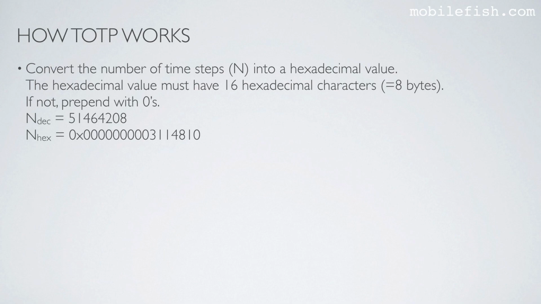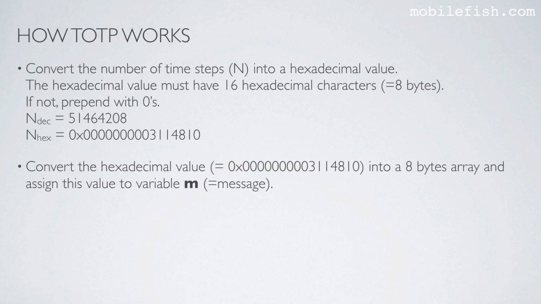Convert the number of time steps into a hexadecimal value. The hexadecimal value must have 16 hexadecimal characters, meaning 8 bytes. If not, prepend with zeros. So this was our value n, and this is the value converted into a hexadecimal value, prepended with zeros to make it 16 characters long. Now convert the hexadecimal value into an 8 bytes array and assign this value to variable m, short for message.